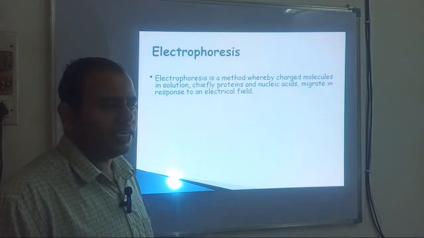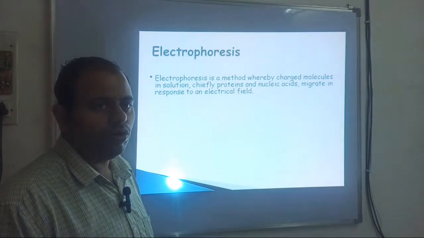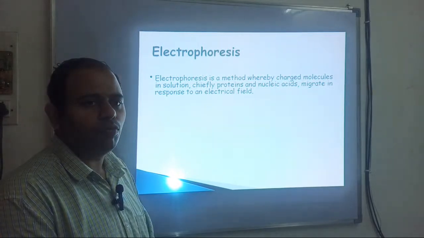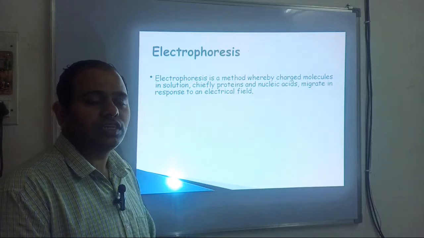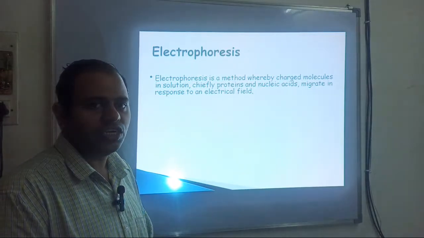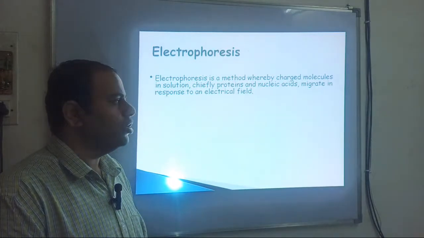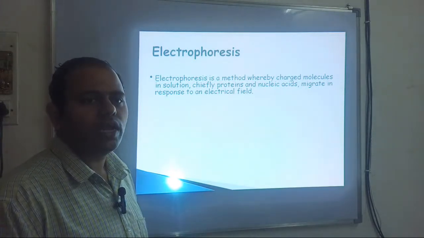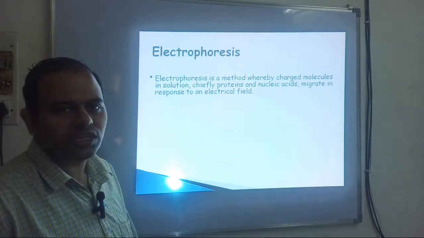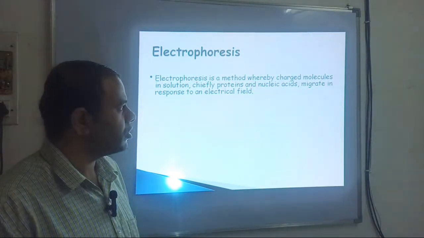So let's see what the different moieties are that move. Remember, whenever we separate DNA in electrophoresis, DNA is negatively charged due to the presence of phosphate groups, so it moves towards the positive charge in electrophoresis. We can do electrophoresis for a number of molecules such as DNA and RNA.